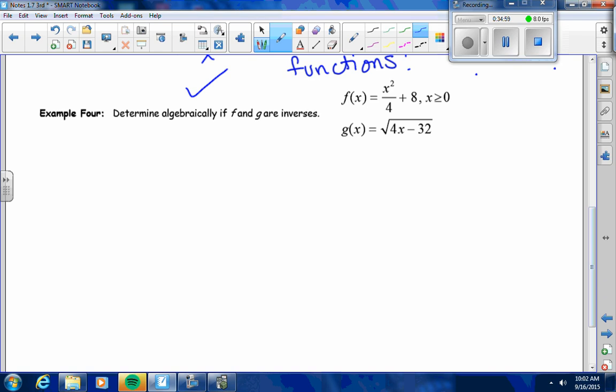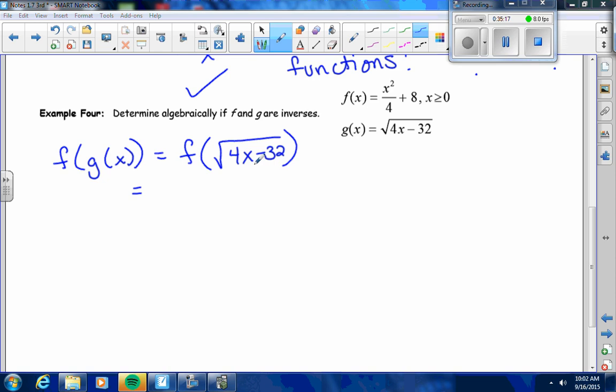So, f of g of x means f of, my g of x function is the square root of 4x minus 32. So that means I'm plugging the square root of 4x minus 32 in for x in the f function. So my f function was x squared. So in place of the x, I plug in the square root of 4x minus 32, quantity squared, divided by 4, plus the 8.